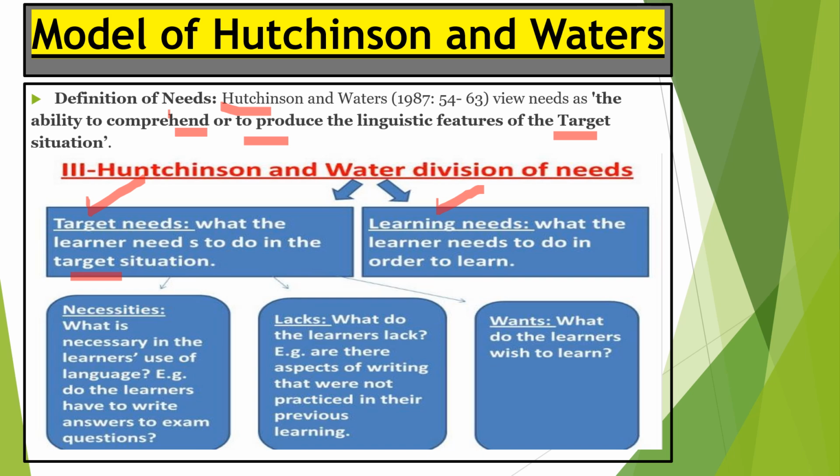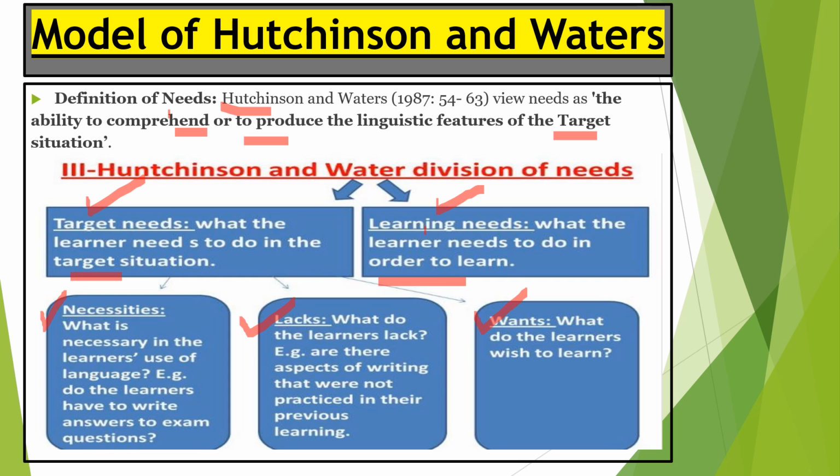Other than this, learning needs: what the learner needs to do in order to learn, how the learner will learn those needs very persuasively. So we have three things in it. In target needs, we have necessities, we have lacks, and then we have wants.